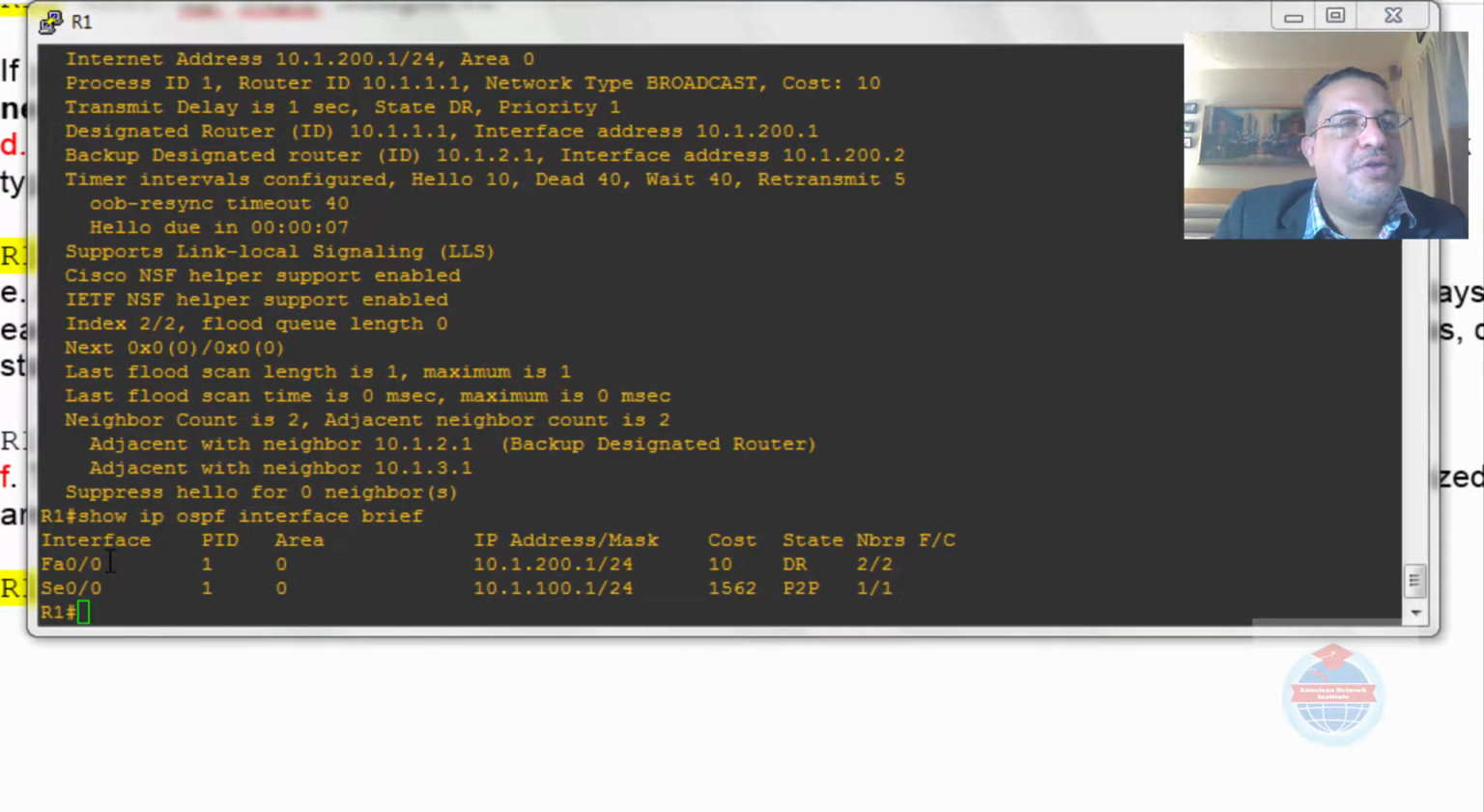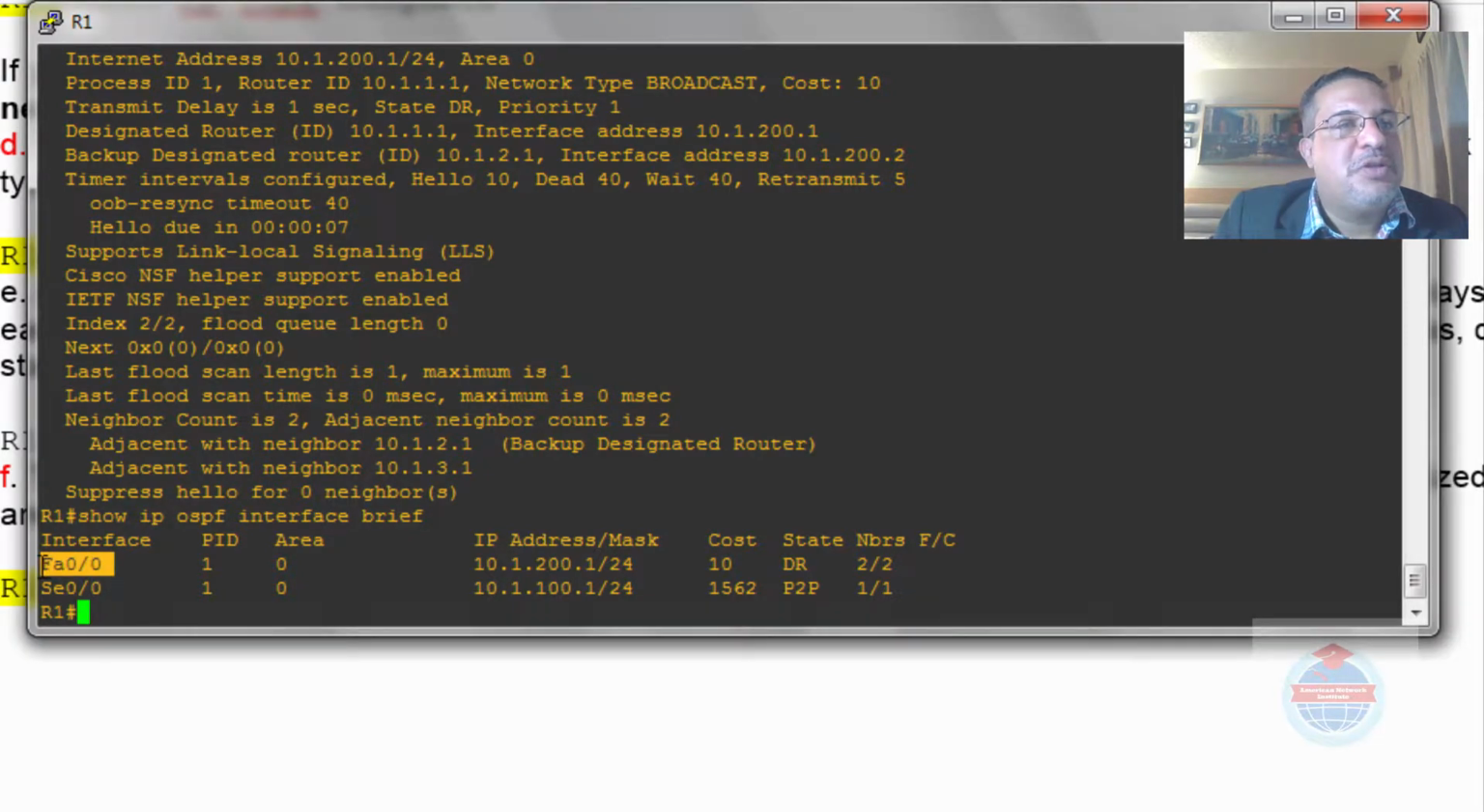Over here you see that from R1, on the fast Ethernet, each of them will be the DR, that's the state, and point to point network communication, that's what they have over here. We're gonna have area 0 in both of them, and we're gonna have a cost by default of 10 on the fast Ethernet. Remember that, guys.